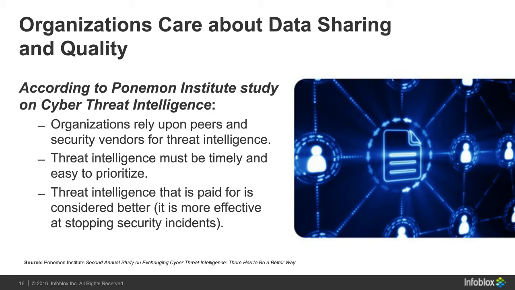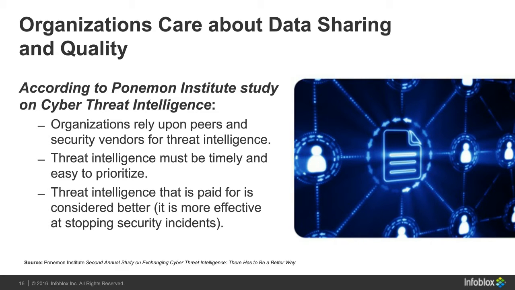Threat intelligence needs to be timely and easy to prioritize. 60% of respondents who are only somewhat or not satisfied with current approaches say it is because the information is not timely, and 46% complain the information is not categorized according to the threat type or by attacker.